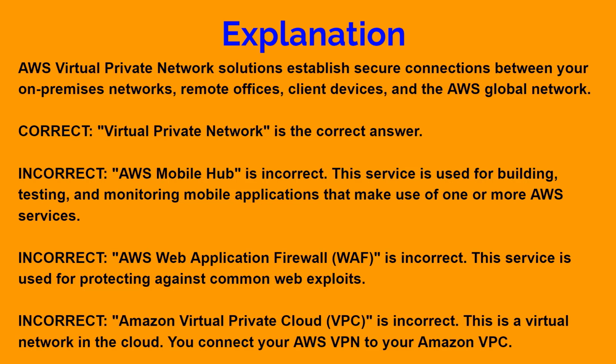Incorrect. AWS Web Application Firewall, WAF, is incorrect. This service is used for protecting against common web exploits. Incorrect. Amazon Virtual Private Cloud, VPC, is incorrect. This is a virtual network in the cloud. You connect your AWS VPN to your Amazon VPC.